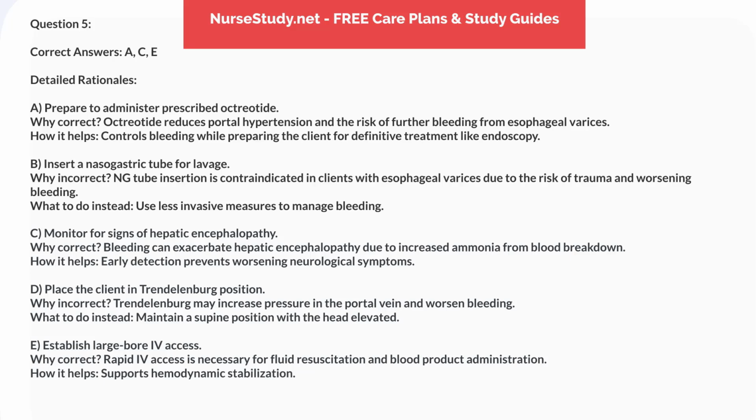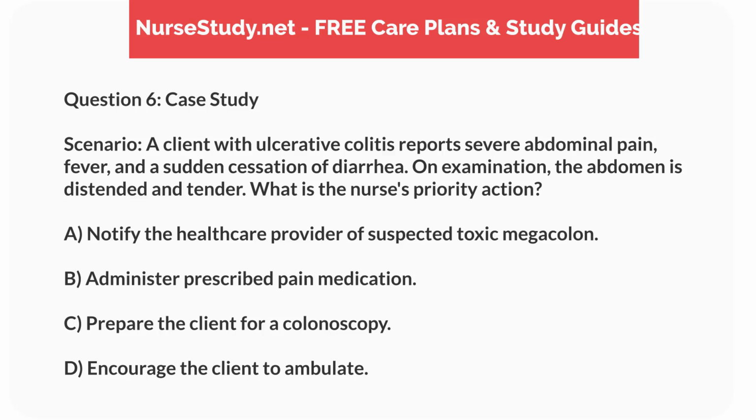E. Establish large bore IV access. Why correct? Rapid IV access is necessary for fluid resuscitation and blood product administration. How it helps: supports hemodynamic stabilization. Question 6, Case Study. Scenario: a client with ulcerative colitis reports severe abdominal pain, fever, and a sudden cessation of diarrhea. On examination, the abdomen is distended and tender. What is the nurse's priority action?